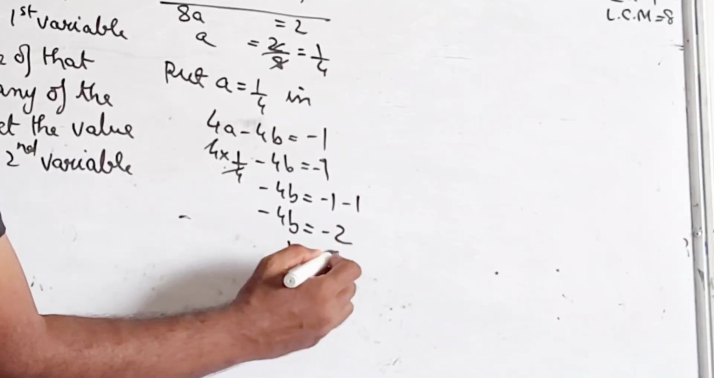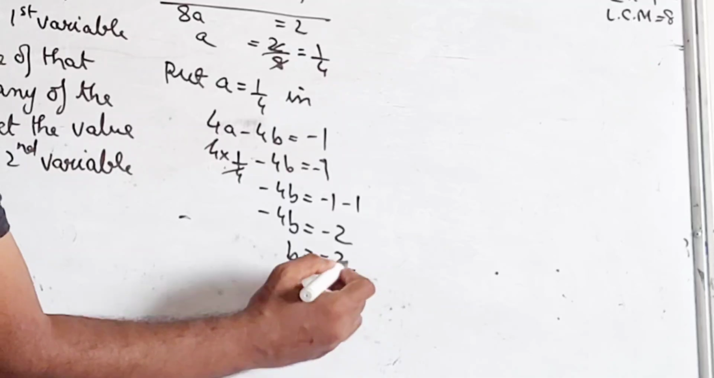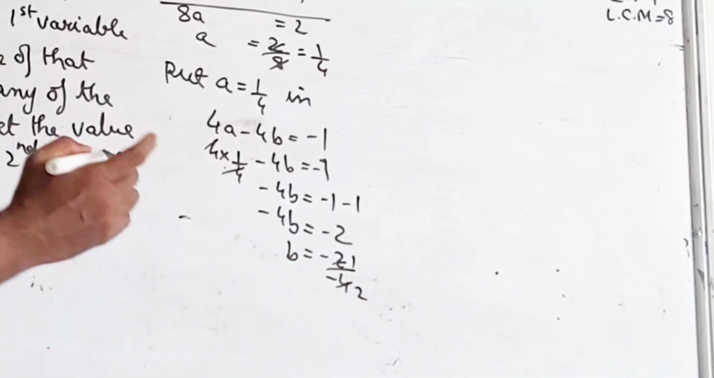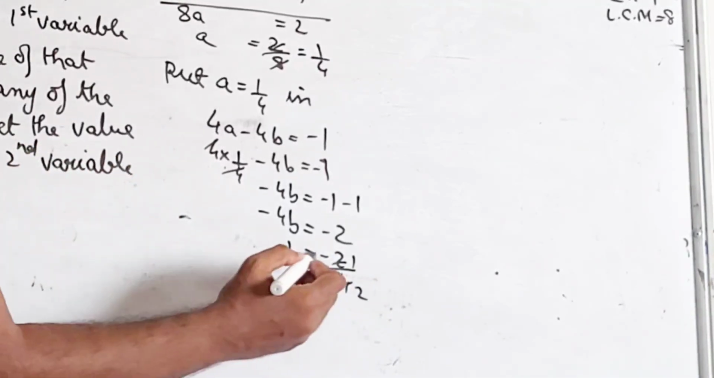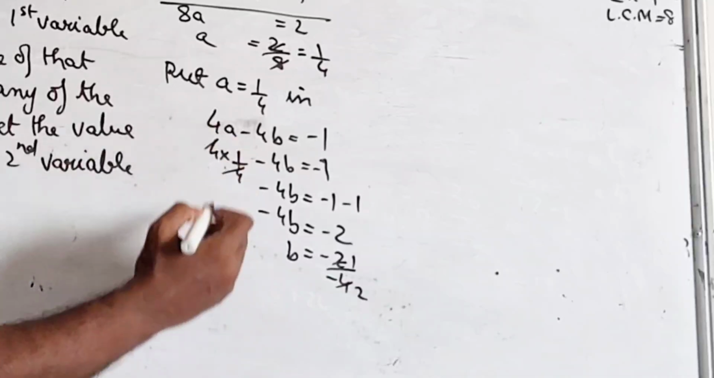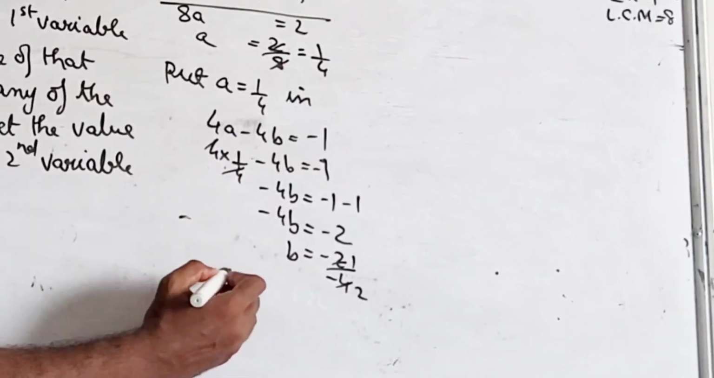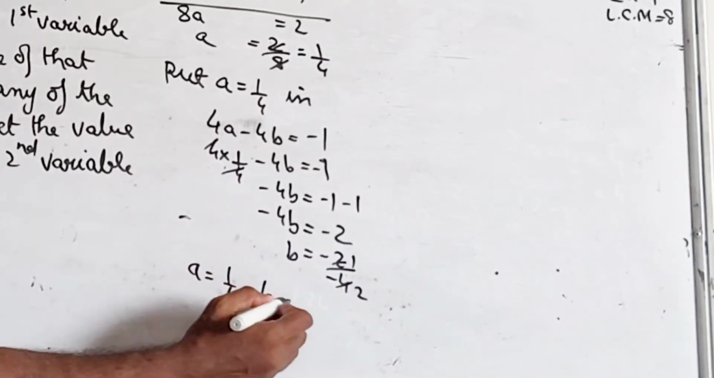Therefore b would be equal to minus 2 upon minus 4. 2 1s are 2s, and minus minus is plus. So what we have got is a as 1 upon 4 and b as 1 upon 2.